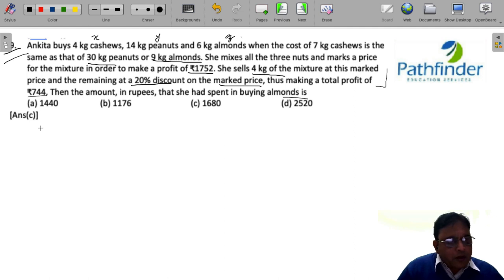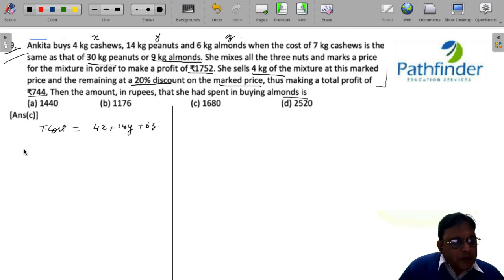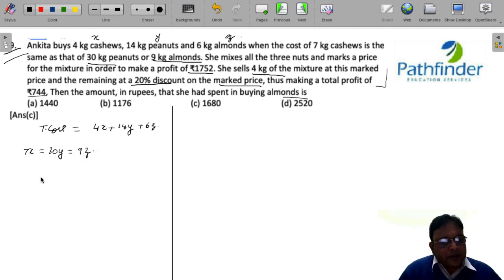So what is the total cost? 4x plus 14y plus 6z. Now this is the first thing that you should do. Next, you're also told that cost of 7 kg of cashews is the same as cost of 30 kg of peanuts, is the same as 9 kg of almonds. Now what this will do is, this will easily give you the ratio of x, y and z.